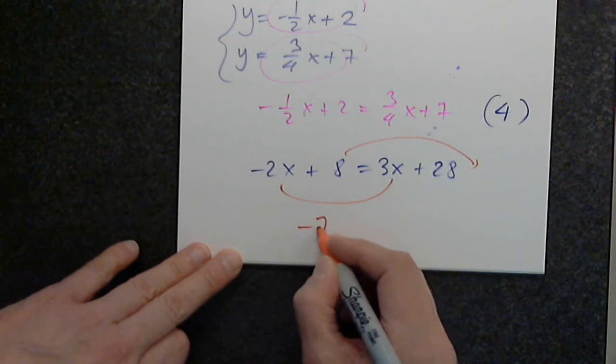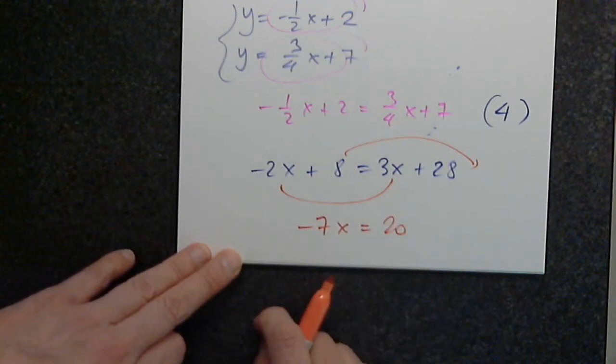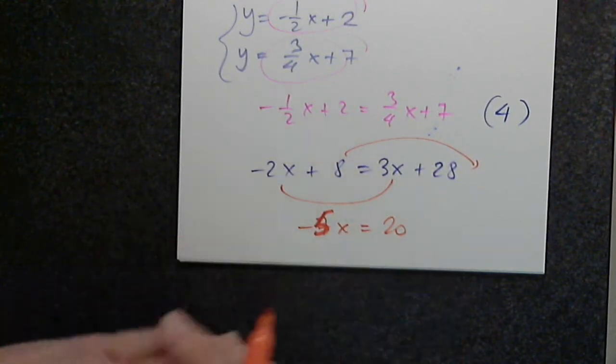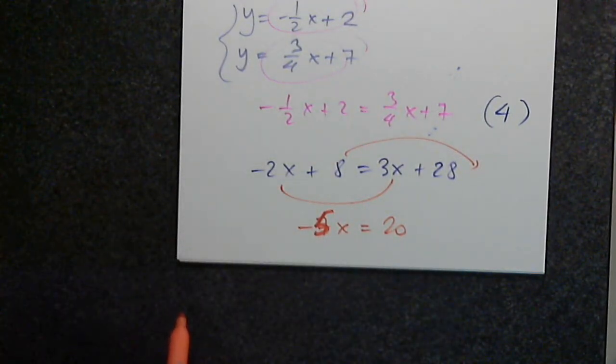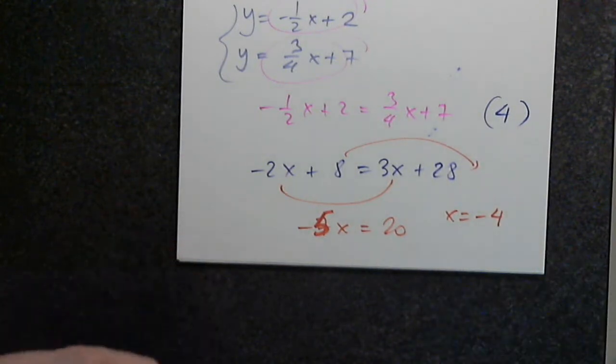So this is negative 7x equals 20. Oh, I'm sorry. How did I get 7? Negative 5x equals positive 20. So then x must be negative 4.